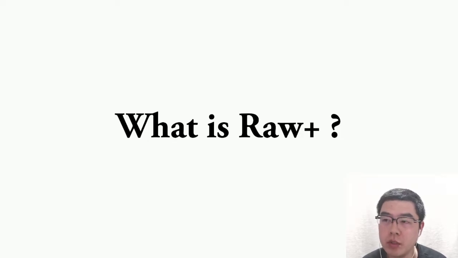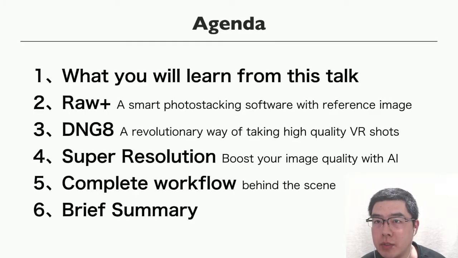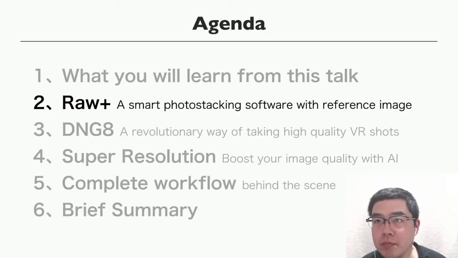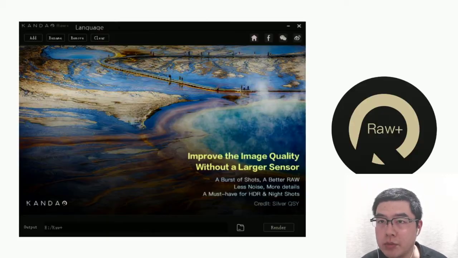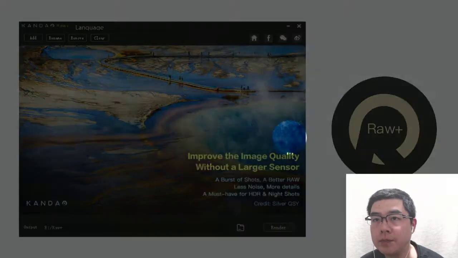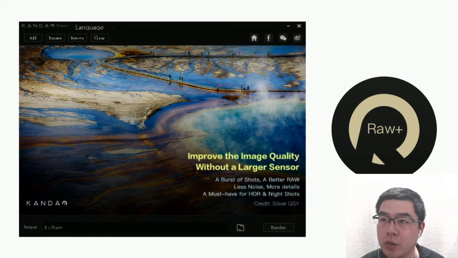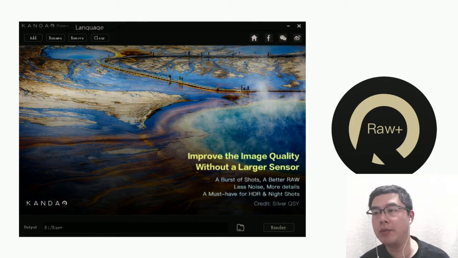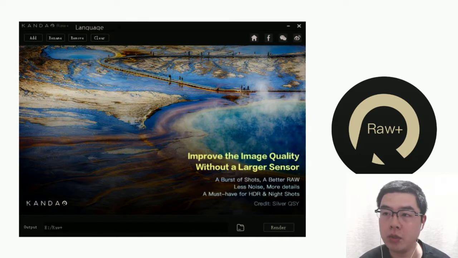So first of all, what is RAW+? Many of you will ask, what is RAW+? RAW+ is a smart photo stacking software with reference image. On the left is the intro screen of the software, and on the right is the icon of the software. So you should get familiar with this magical software. It will help you improve the imaging quality dramatically.